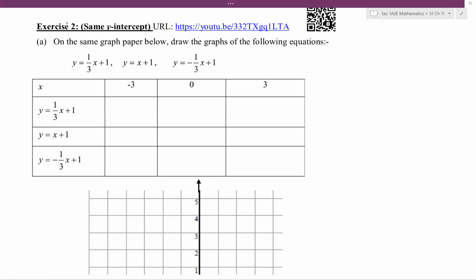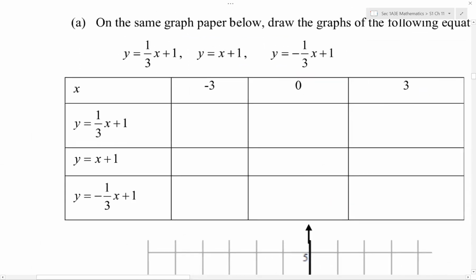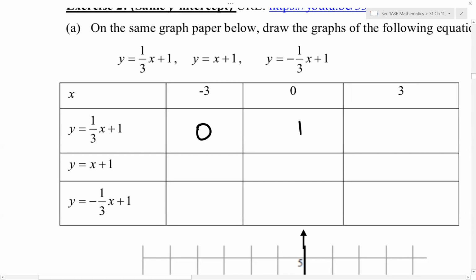The next one, exercise number 2. On the same graph paper, okay, very similar type of question. Now let's fill in the blanks very quickly. For the first row, y equals 1/3 x plus 1. So 1/3 times negative 3 is negative 1, plus 1 is 0. 0 times 1/3 is just 0, plus 1 is 1. 3 divided by 3 is 1, 1 plus 1, that is 2.